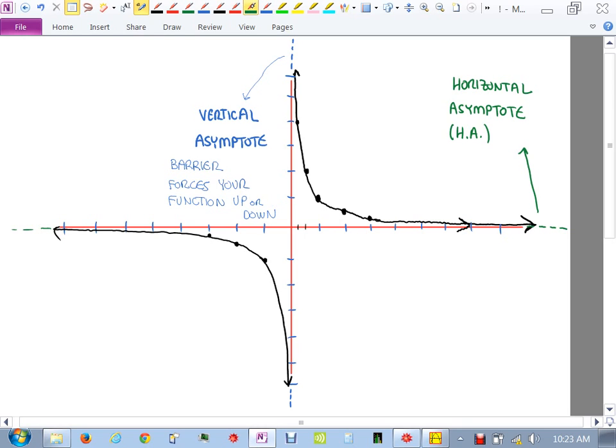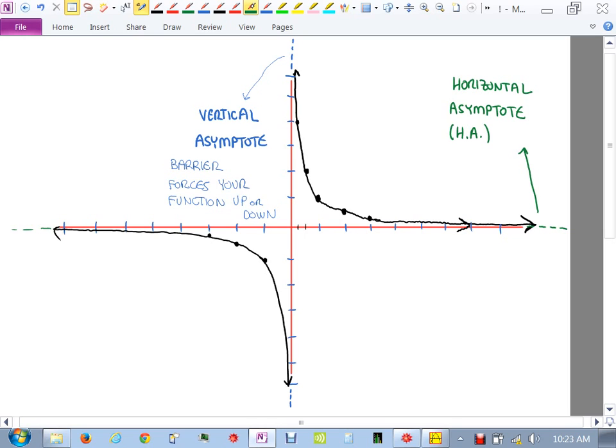Now, the horizontal asymptote is not a barrier. It does not act like a barrier. All it does is tell you what's happening at the ends. Okay? So remember with our polynomial functions, we had the left-right behavior, but we didn't know what was happening in the middle. This dotted line and that one over there do not tell you anything about the middle. They only tell you about what happens out here.